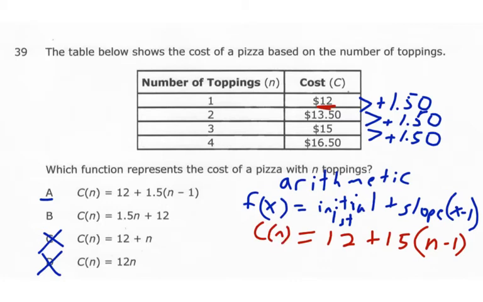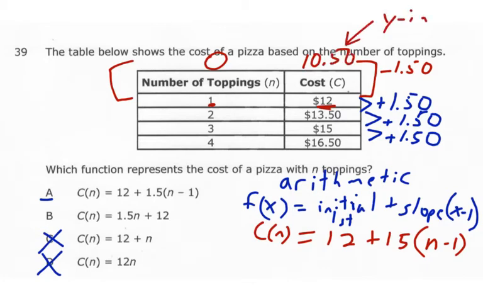Now, I also teach it another way, so just using slope and y-intercept. Here, n is 1, but what about when n is 0? What if we had no toppings, just like a cheese pizza? Then we'd have to go back in our table. And how would I go back? I would have to subtract 1.5. So 12 minus 1.5 is 10.5, and that's technically my y-intercept, because that's at my 0 term.